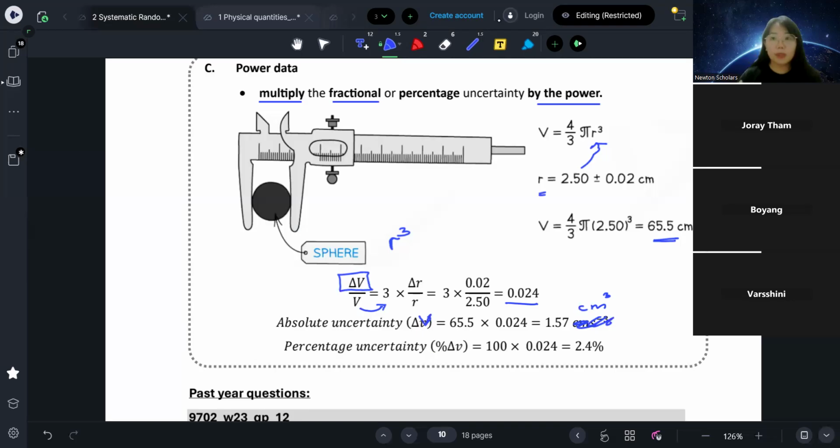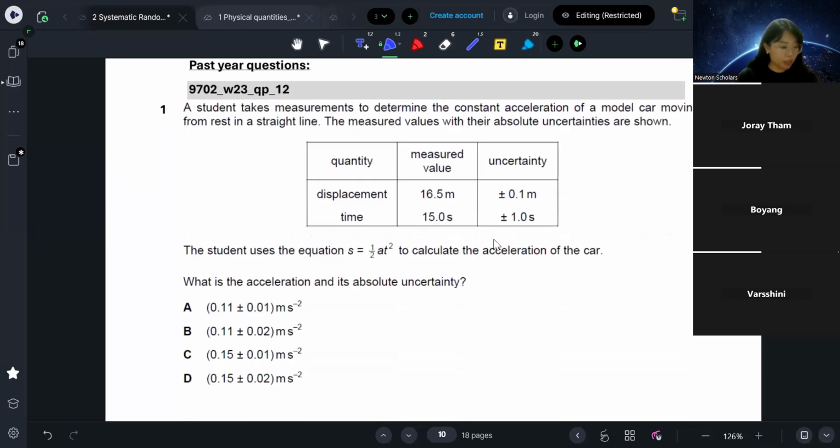Then we try the question. Easy. Now we just add a little bit more. If there is a square, then we move the power times the fraction. Okay, so we go to the past year question.